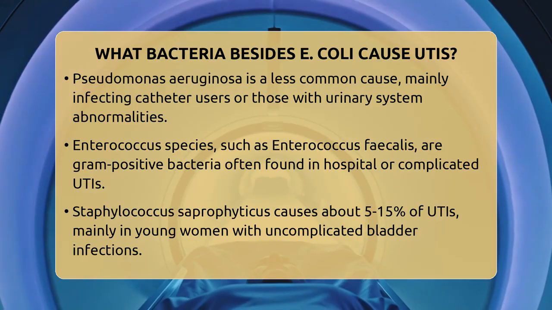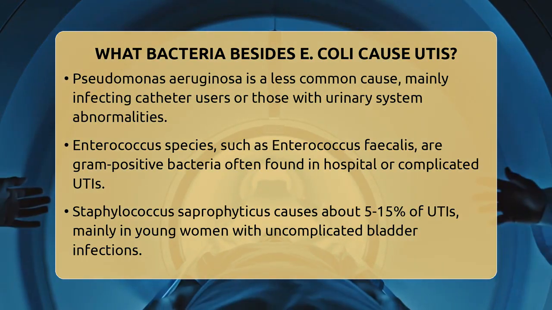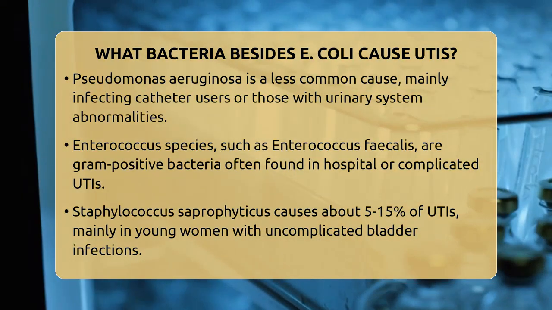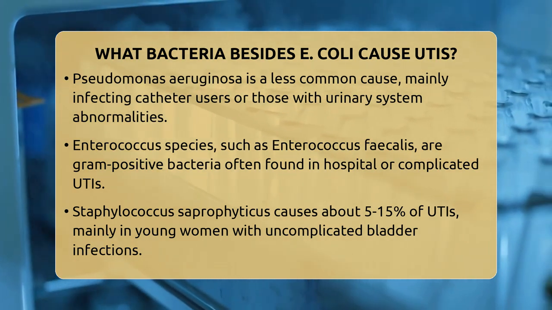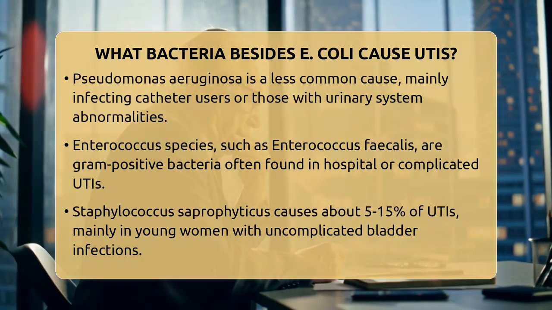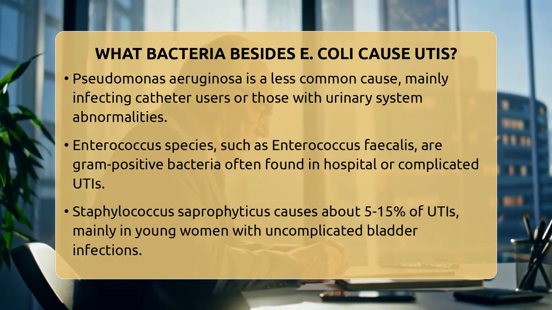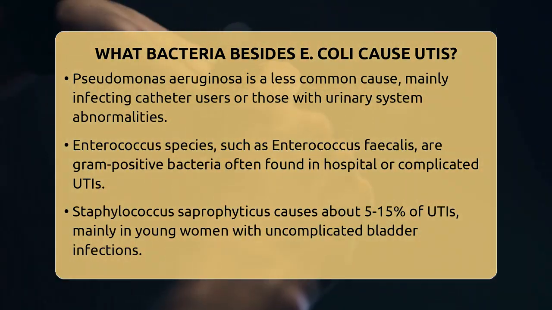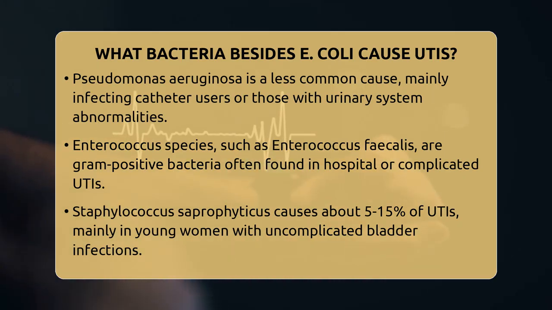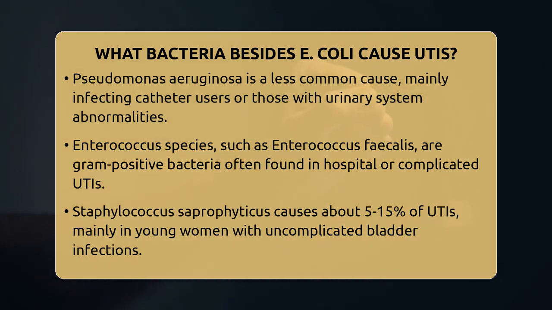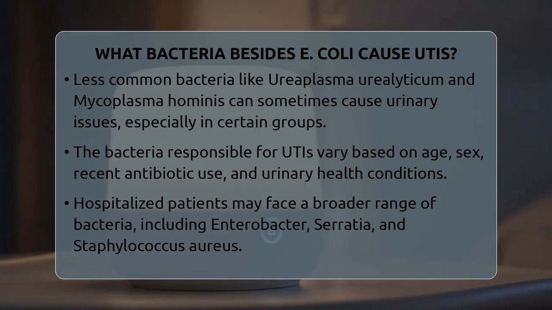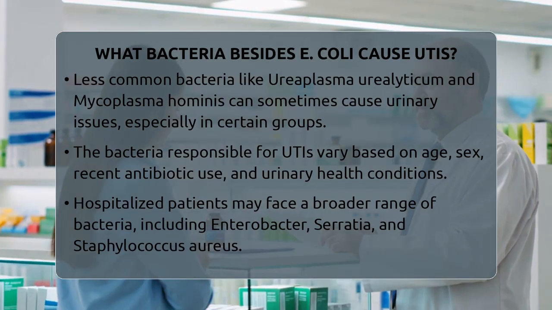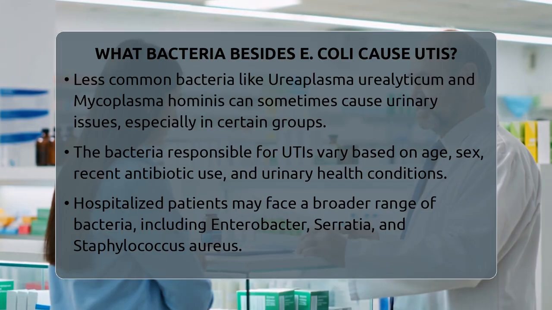Staphylococcus saprophyticus is a gram-positive bacterium responsible for about 5% to 15% of UTIs, especially in young women. It is a common cause of uncomplicated bladder infections or cystitis. Besides these, there are less common bacteria like Ureaplasma urealyticum and Mycoplasma hominis. These bacteria are usually harmless but can sometimes lead to urinary infections, especially in certain populations.